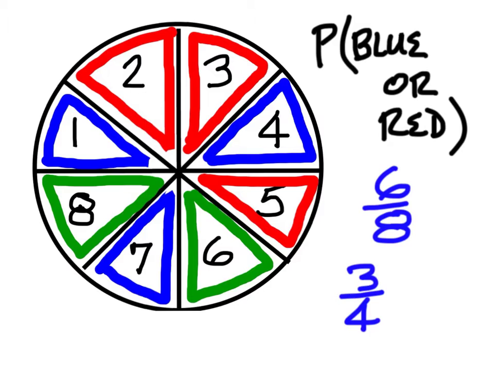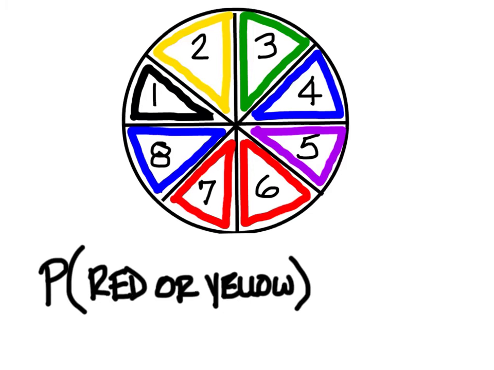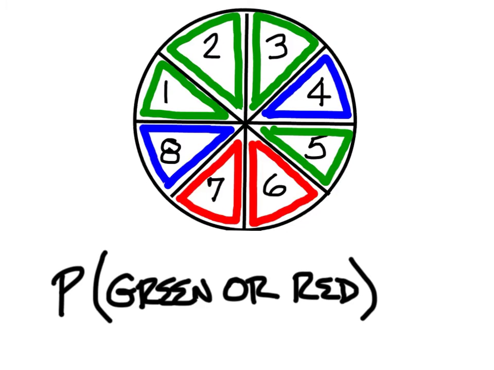Black? Bring this one up. The probability of getting a red, you have 2 red, and for yellow you have 1, so that should be 3 over 8. We have 1, 2, 3, 4 green, and 2 red. 4 plus 2 is 6, and it should be 3 over 4.